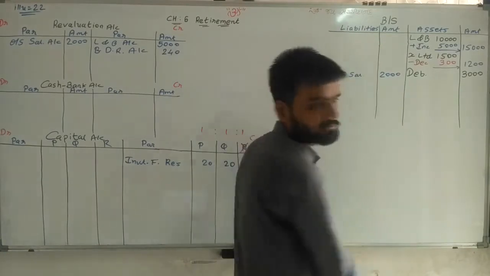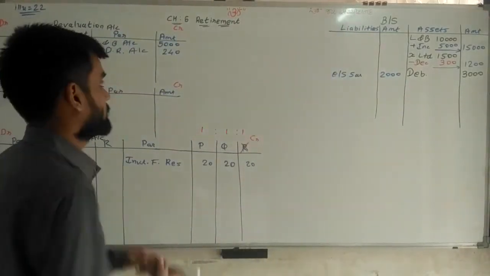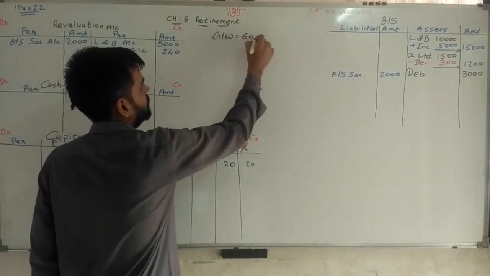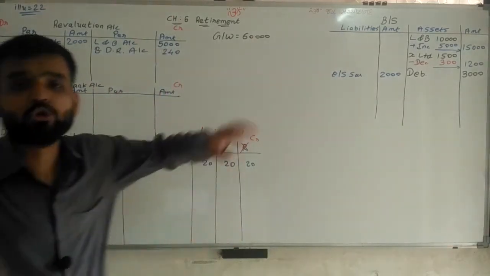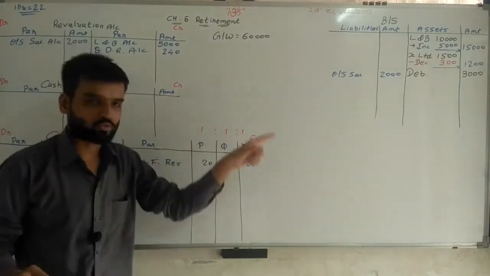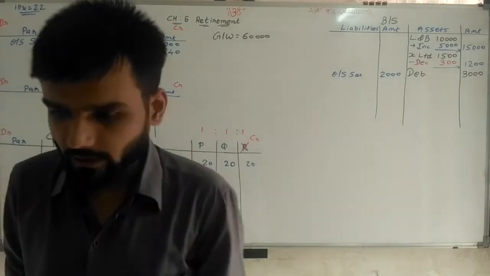And the goodwill value is 60,000 rupees. So I am writing here first of all goodwill 60,000, because we don't know the new ratio till this step. We have the old ratio, but for the new ratio, we are reading ahead for the information.